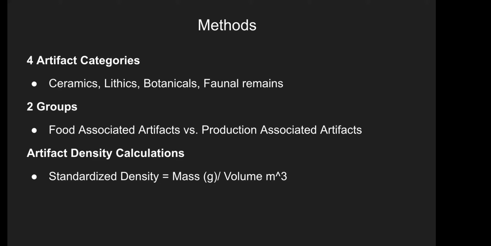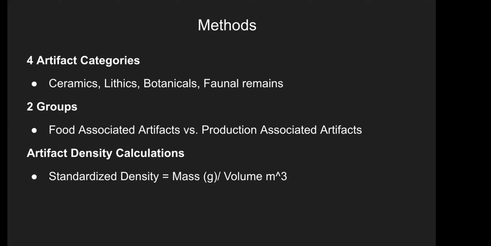I split the 4 artifact categories into 2 groups, and this allowed me to look at the artifacts by function so I can connect them to a general activity. I referred to these 2 groups as food-associated artifacts and production-associated artifacts. Food-related artifacts are things like ceramics that are used for food, faunal remains, botanicals, groundstone, and blades. Production-associated artifacts in this context are things used for textile production, ceramic production, and lithic tool production.